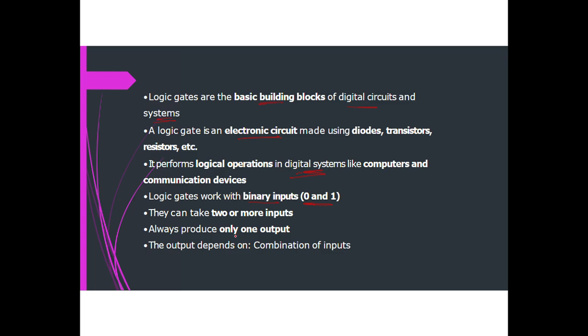Any gate always produces only one output. It considers two or more inputs, but it will produce only one output at a time, except the NOT gate. The output depends upon the combination of the inputs. What is the output? Either 0 or 1. It depends completely on the input combinations you give, and only then do we decide that output.